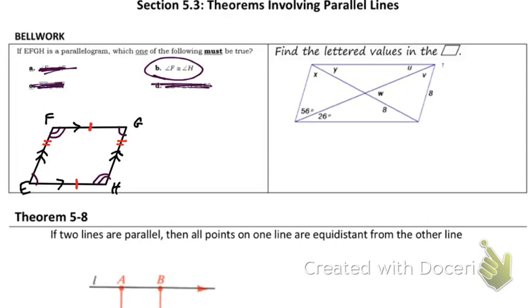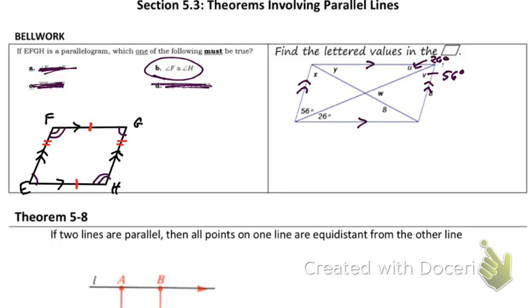Now, real quick, we have to name all these letters. So the first thing we know is we have a parallelogram, so we have a bunch of parallel lines. I should put double tick marks on there. Since we have parallel lines, 56 and V would be alternate interior angles, so V would be 56 degrees. And U and 26 would be alternate interior, so that would be 26 degrees.